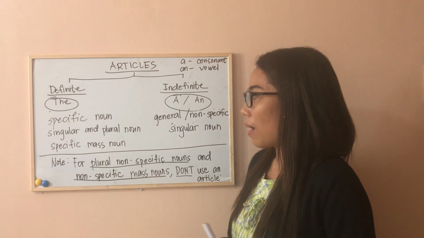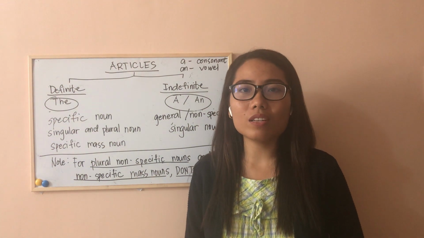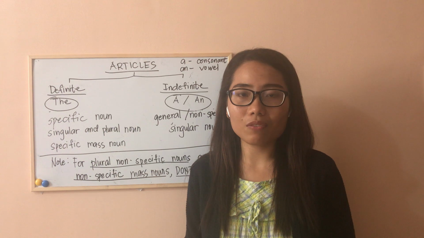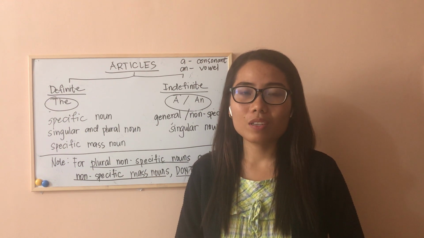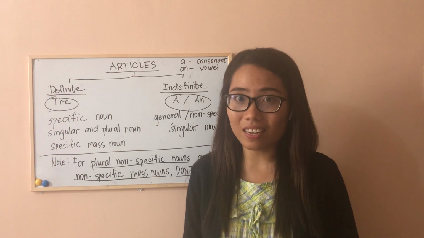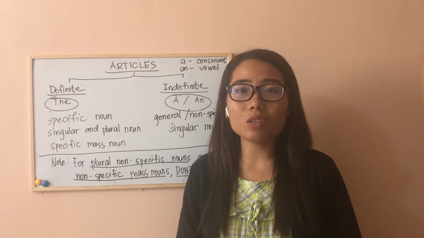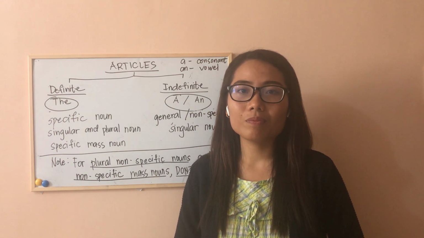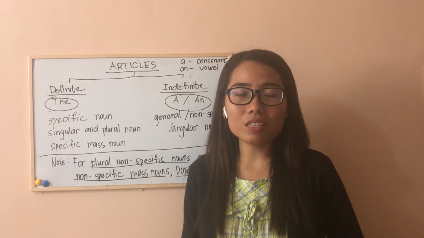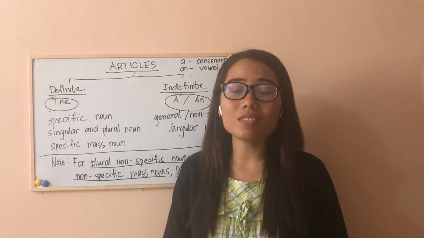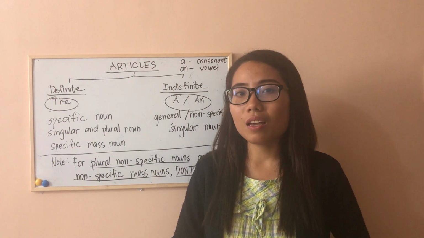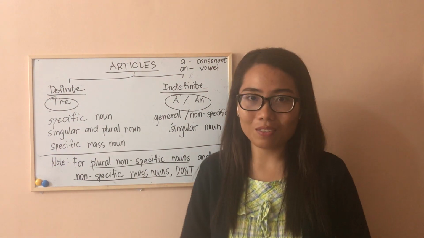Now, what if you talk about a mass noun? A mass noun is a noun that cannot be counted. For example, milk, water, salt, etc. So if you're talking about a specific mass noun, you have to use "the". For example, the salt is on the table. Salt is a mass noun, and I use "the" because it's specific.